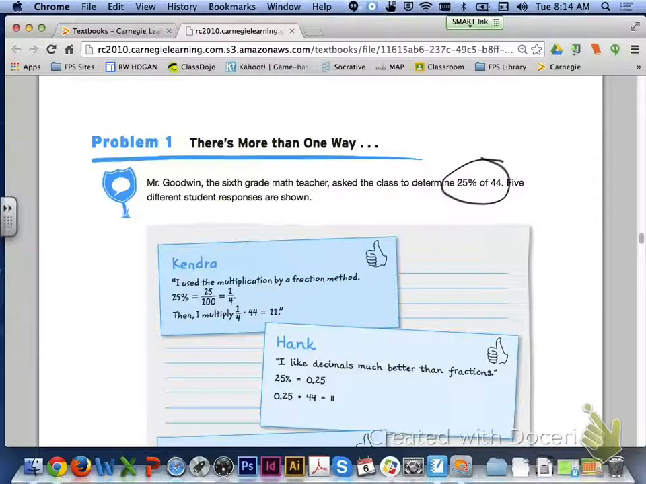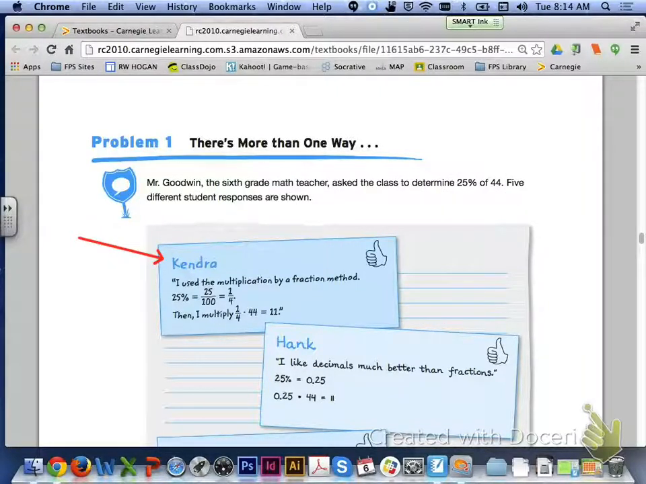5 different student responses are shown. So we are going to look over each of these students' responses and analyze how each of them are correct. And again, there are different ways that you can go about determining the percent of a number. It's going to be up to you to decide which way you like best.